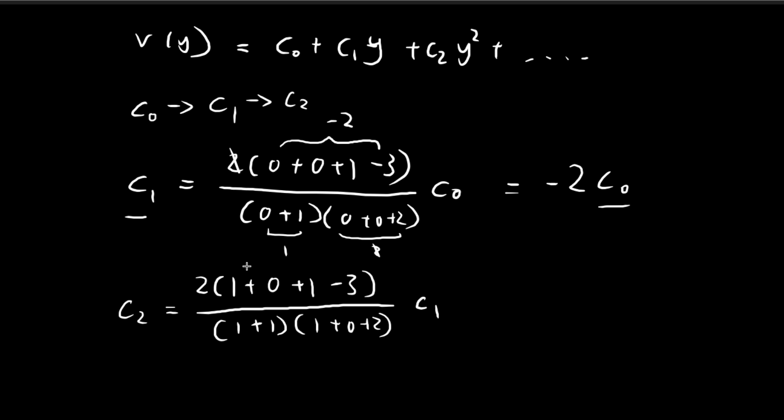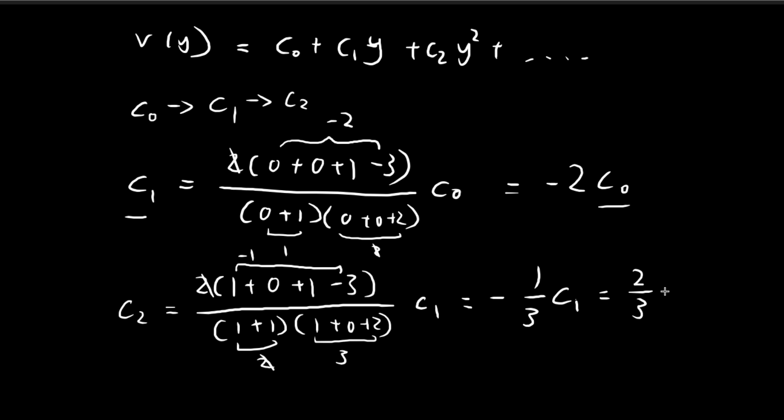Now you can see that this is 2. This expression here is 1 plus 1 minus 3, so this is going to be equal to negative 1. This is just 2, and this is going to be 3. So these obviously cancel out. In the end you can see that c2 is equal to negative 1 over 3 c1. And we know that c1 is equal to negative 2c0. So we can substitute negative 2c0 for c1, and we get 2 over 3 c0. That's what c2 is equal to in terms of c0. And now we're going to do this again. We're going to take c2 and derive c3. You will see that c3 is actually going to be equal to 0, and you can see this fairly easily.